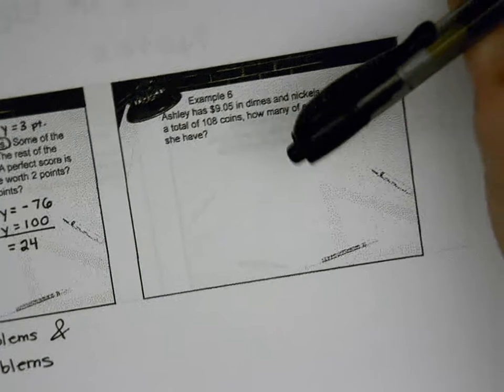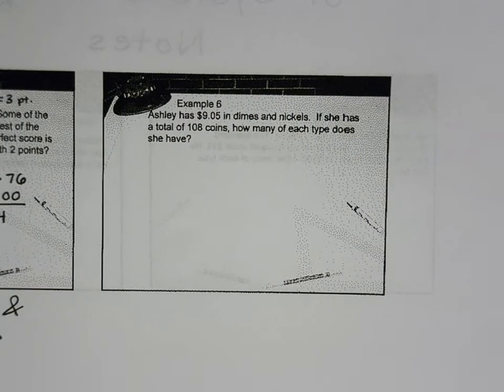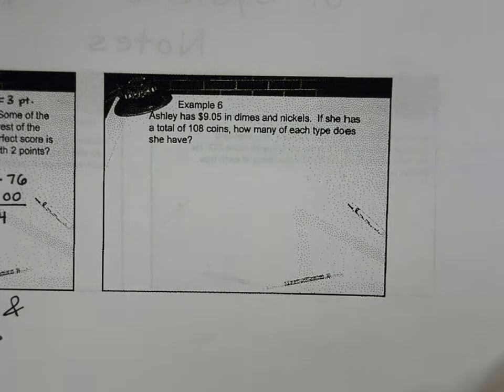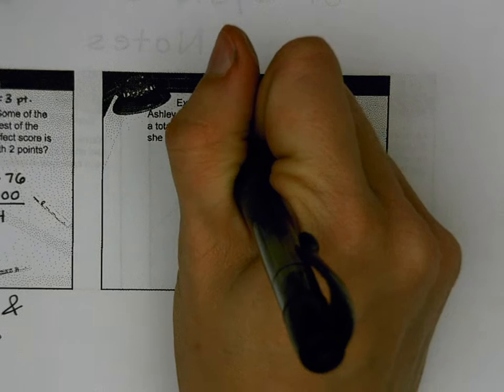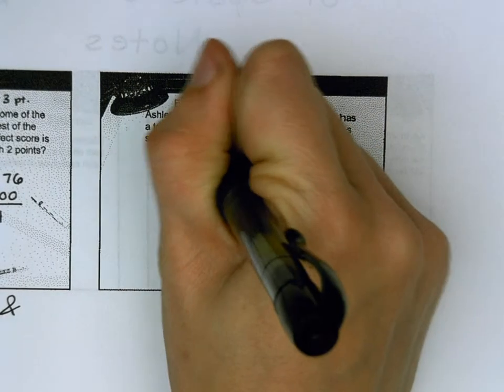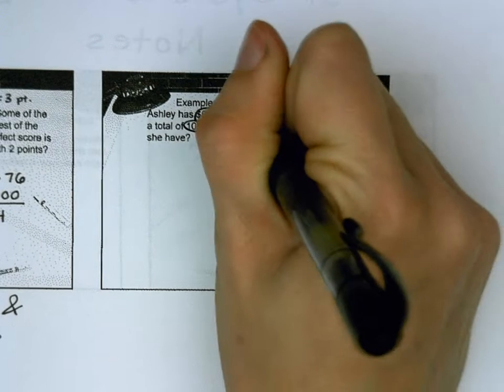Okay, so let's go ahead and do another one here. Example 6 says, Ashley has $9.05 in dimes and nickels. If she has a total of 108 coins, how many of each type does she have? Again, I'm noticing that this is probably going to be a standard form, or it's like two standard form equations because I have two totals and two unknowns.